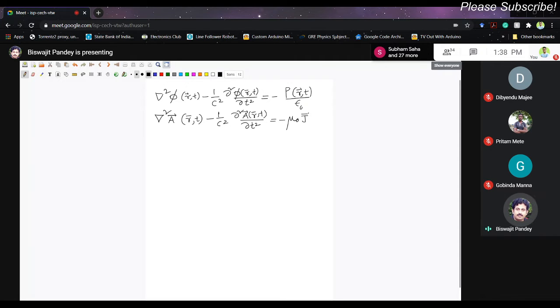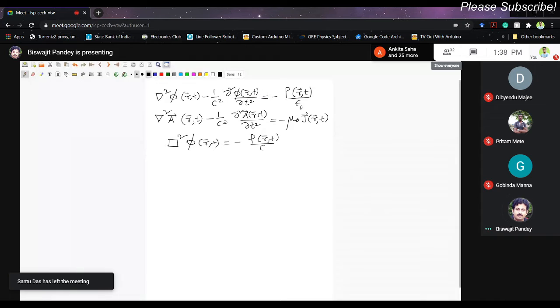If you look at these equations, one thing is common: the left hand sides of both represent a wave equation. But on the right hand side we do not have a zero, so it is not a homogeneous equation. These are inhomogeneous equations, and one can write them in a slightly compact manner. In relativity, we have the box square operator, so you can write box square of phi of r, t equal to minus source divided by epsilon naught, and similarly box square of A of r, t equal to minus mu naught times the current density.